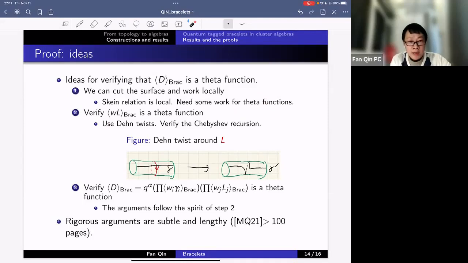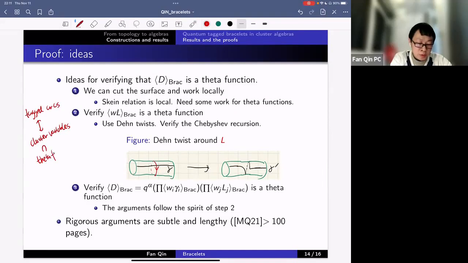And now the difficult part is that the tagged arcs are something we more or less know very well. Tagged arcs are cluster variables, and they are theta functions. So these are something we know very well. But the loops are something more complicated. We need to verify that a bracelet loop of winding number W is a theta function. To do this, we use a Dehn twist in the argument, and we have to verify the Chebyshev recursion, because the theta function satisfies the Chebyshev recursion. The bracelet satisfies the Chebyshev recursion, and we have to verify it for the loops.